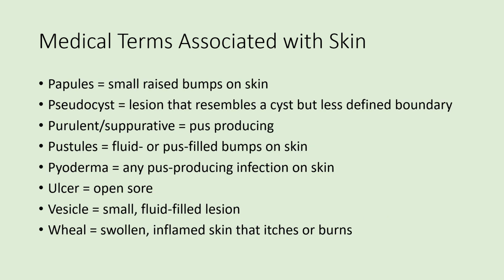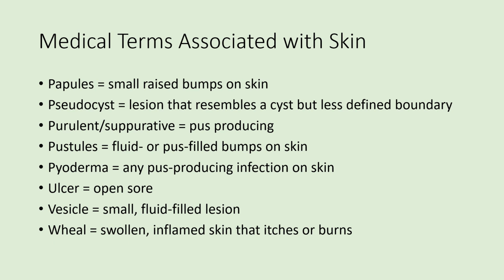So with various diseases, you're going to see some of these terms. And no, we're not done yet. Papules are small raised bumps on the skin. A pseudocyst is a lesion that looks like a cyst, but it doesn't have a nice defined boundary like a cyst would. Purulent means it's pus producing. Pustules are fluid or pus-filled bumps on the skin.